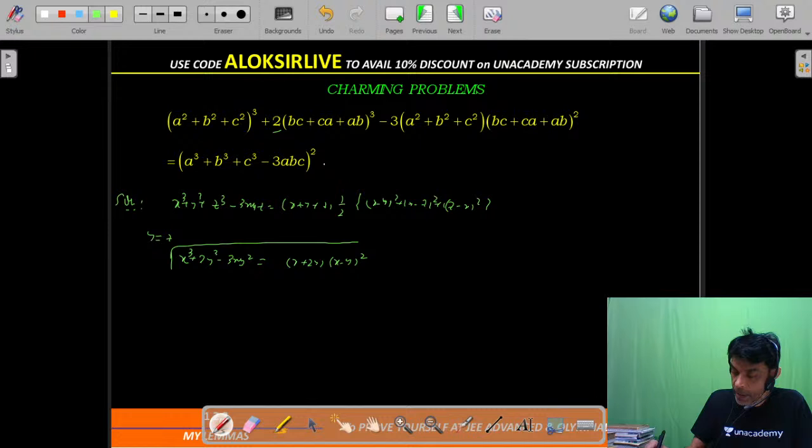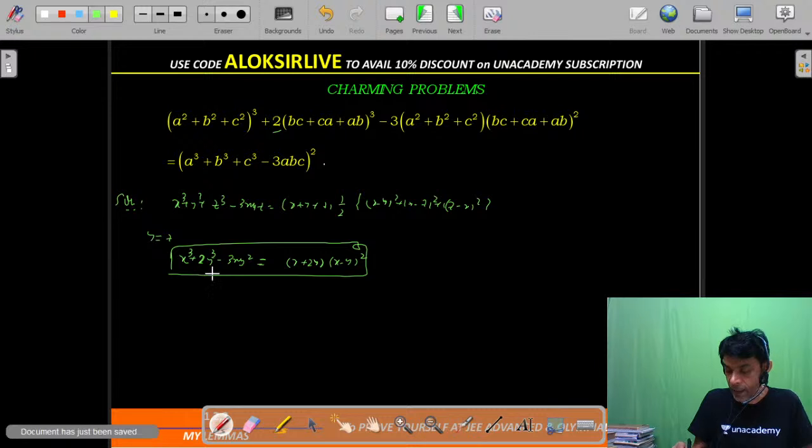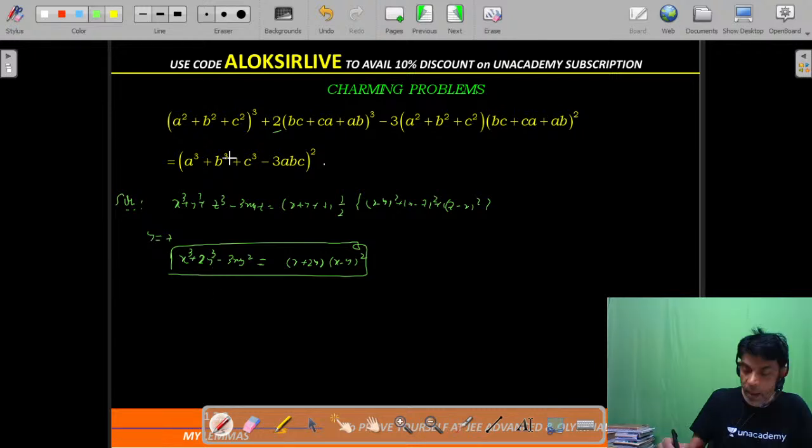First of all, x cubed plus 2y cubed minus 3xy squared, this form will lead to (x plus 2y) and (x minus y) whole squared. That's good, 1 perfect square and x plus 2y. That you can get directly also by factorizing, but this is a good number, this is 1. So I use it in that form, it will be easy.